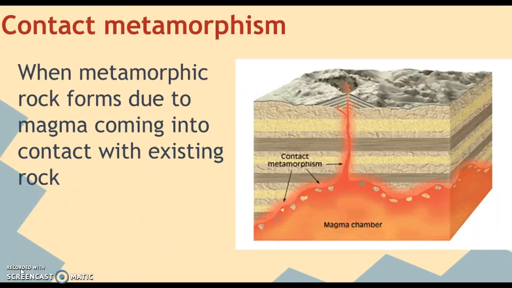Contact metamorphism. When metamorphic rock forms due to magma coming into contact with existing rock. So if it sort of gets right into the magma, as you see in this diagram, and melts and sort of becomes magma or becomes melted in with another rock, it's called contact metamorphism. It comes right into contact with the heat, in this case the magma.